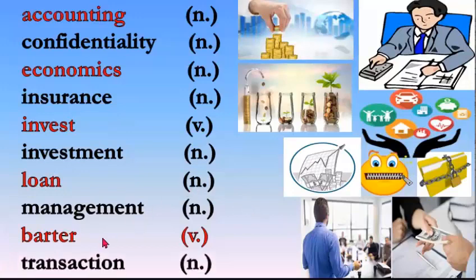The last word, transaction. Repeat after me. Transaction. Transaction is the instance of buying and selling something. So when you buy or sell something, this is called transaction. When you pay using Knet, for example, this is transaction. When you draw money from the bank, this is called a transaction. Okay, so any process of buying or selling is called transaction.